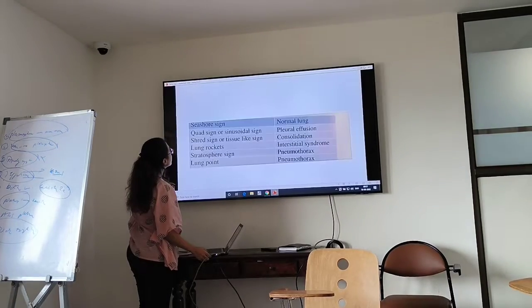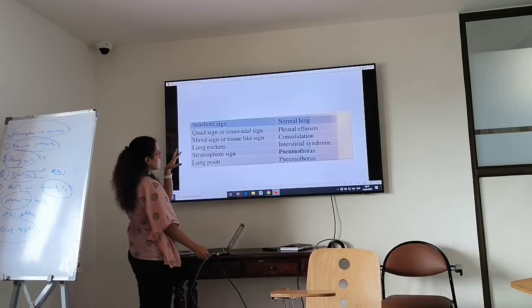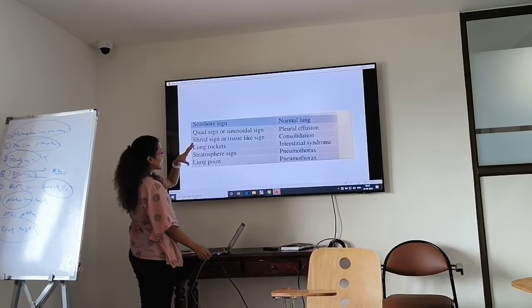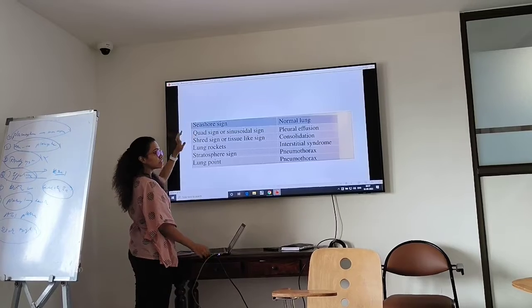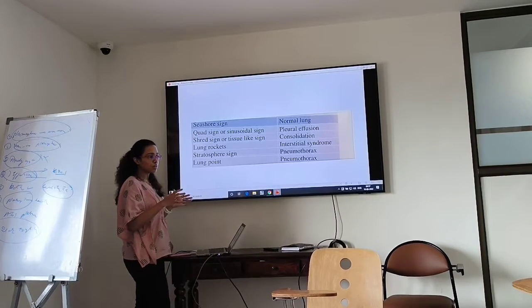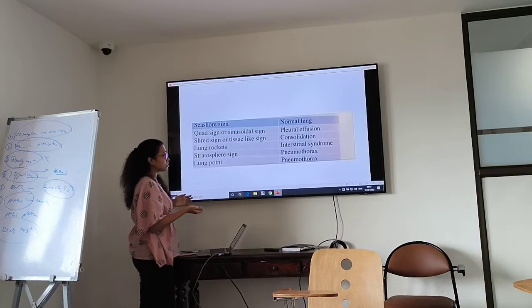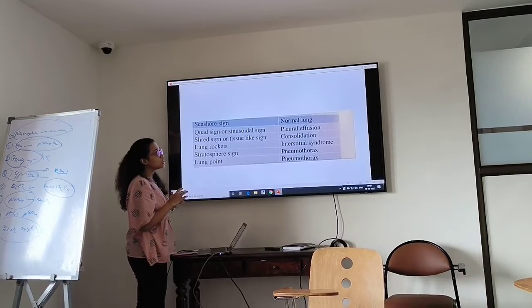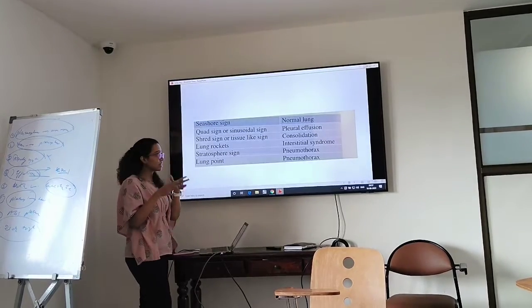So this is a short summary of the signs that we see. The seashore appearance is what we see in M mode in a normal lung. When we place the transducer and put on M mode, we see a sandy beach appearance, which is of a normal lung.